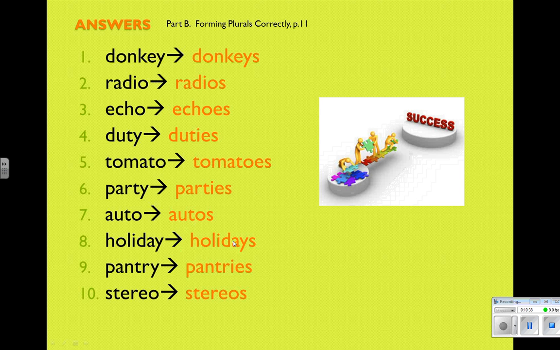Holidays, there's a vowel before the Y, so just add an S. Pantry, there's an R before the Y, so we add IES. And stereo. Stereo is related to music, and it does have a vowel before the O anyway, so we just add S. 100%, right? Awesome. Let's get the last piece.